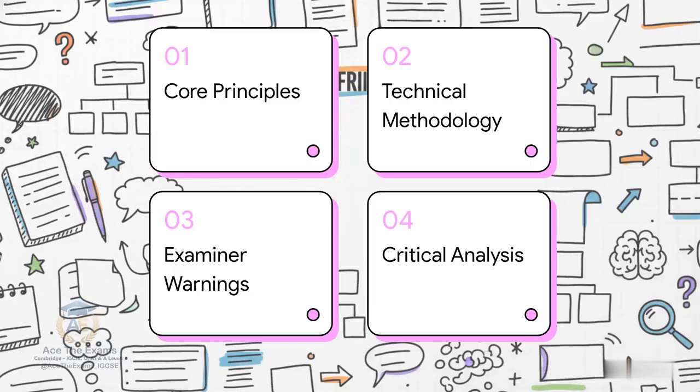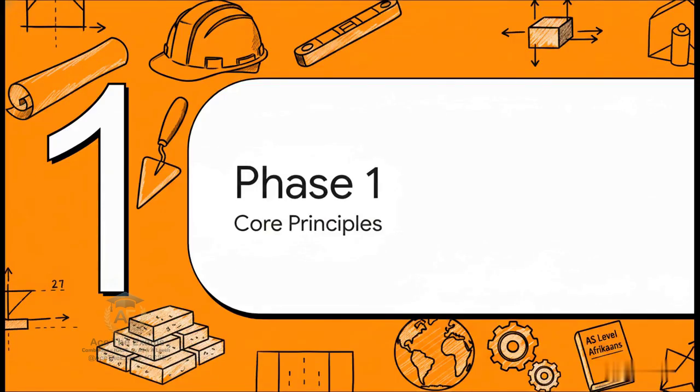To get this right, our project briefing today is divided into 4 distinct construction phases. We'll start with the building regulations to establish our core principles. Then we move to erecting the frame, where we'll cover technical methodology. After that, we'll look at avoiding structural collapse by reviewing some urgent examiner warnings. And we'll finish up with the rebar stress test, focusing on high-level critical analysis. All right, let's clear the drafting table and open up Phase 1, the building regulations.